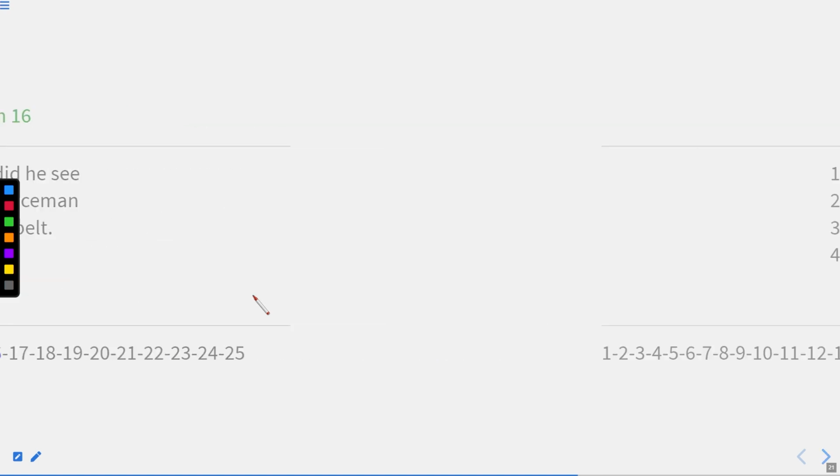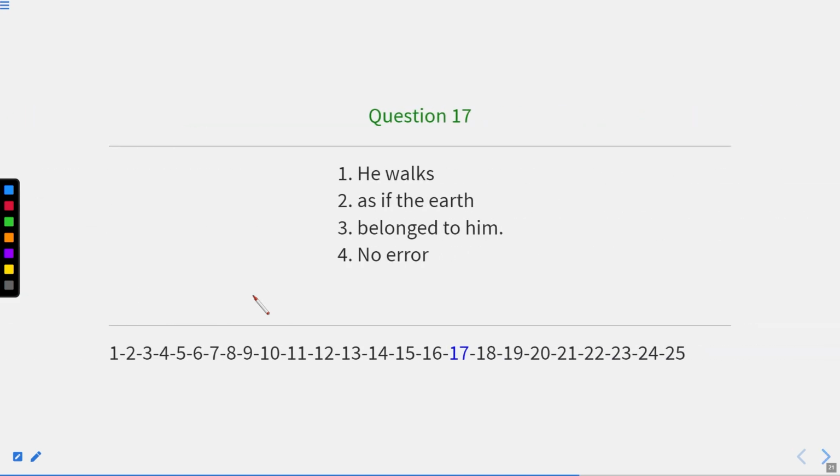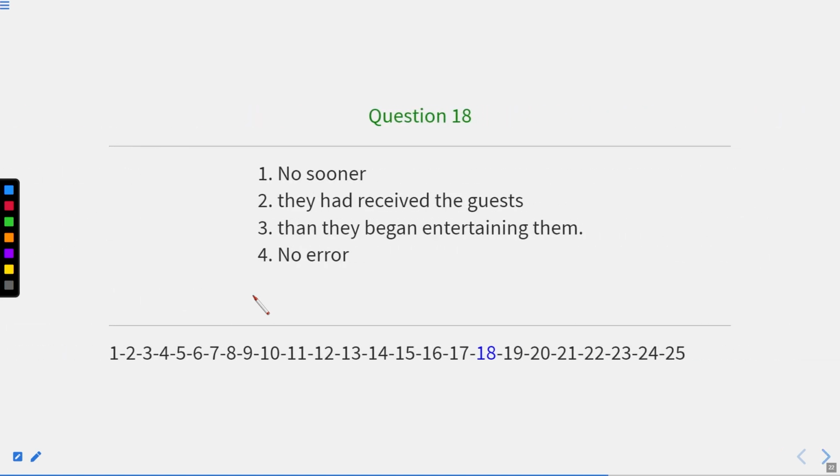Now let us move to the next one. That is question number 17. He walks as if the earth belonged to him. Now this sentence is absolutely correct. So the sentence contains no error. Now let us move to question number 18.